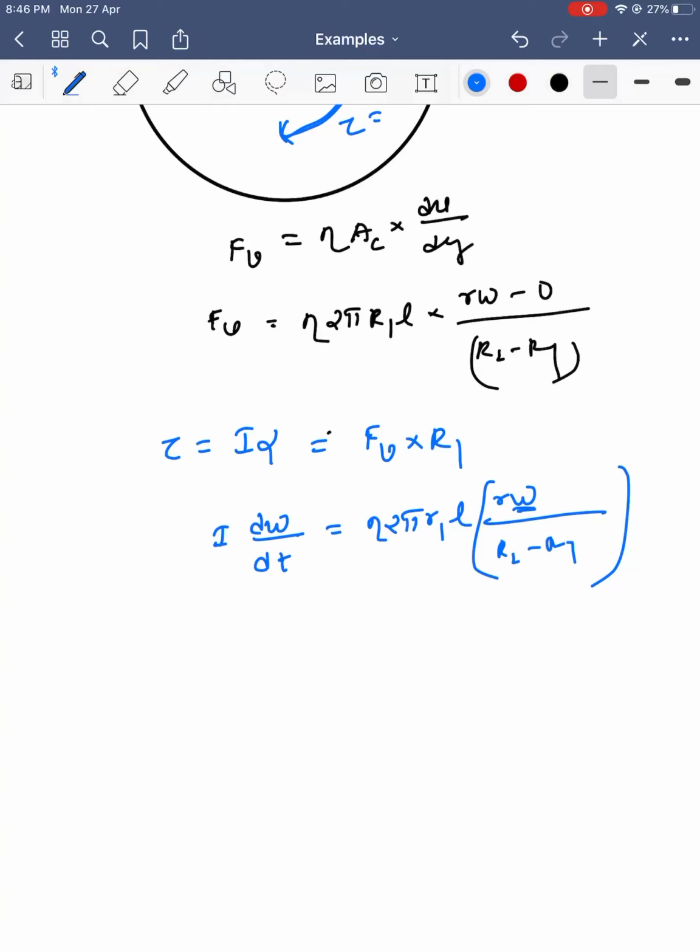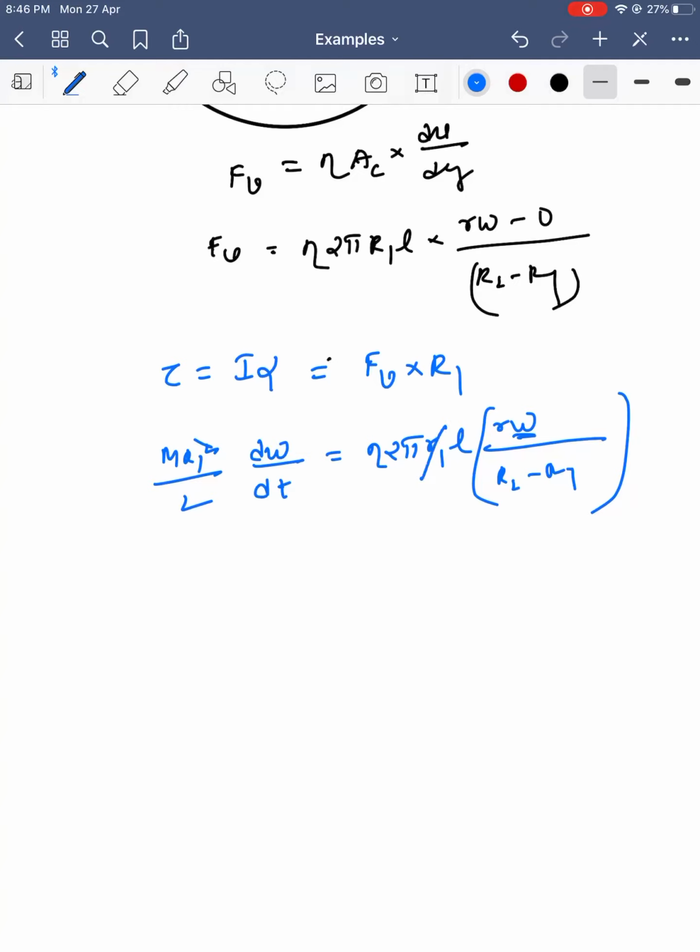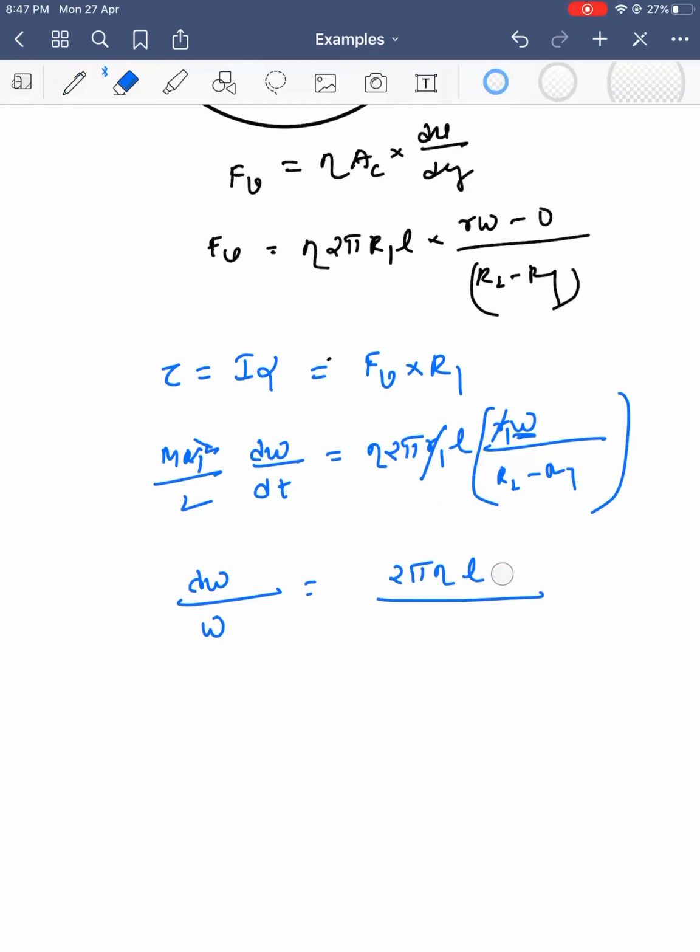Omega is a variable. What is the I value for the cylinder? I is equal to m r1 square by 2. So r1 square, r1 gets cancelled. Don't think that these two are different. d omega by omega I can write as omega, so this is r1 omega. r1 also gets cancelled. Okay, d omega by omega is equal to 2 pi into nu into L into 2 by, so 2 into 2 becomes 4, so 4 nu L by m (r2 minus r1) into dt.